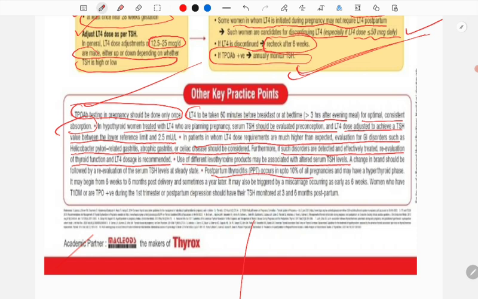Postpartum thyroiditis occurs in up to 10% of all pregnancies and may have a hyperthyroid phase. It may begin from 6 weeks to 6 months post delivery, sometimes a year later. It is mostly triggered by miscarriage, and occurs as early as 6 weeks in women who have type 1 diabetes or are TPO positive. Women with first trimester postpartum depression should have their TSH monitored 3 to 6 months postpartum. Okay.